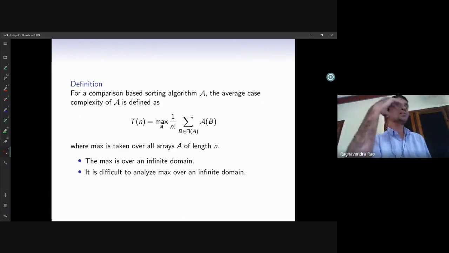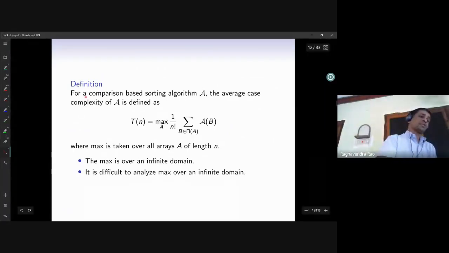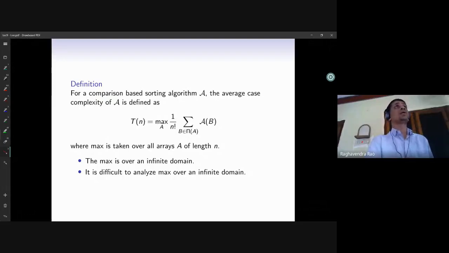So the max is kind of obsolete. The value does not differ. That's because the fundamental reason being the algorithm is comparison based. You don't really rely on the values. You only rely on their relations, how the values are related to each other.